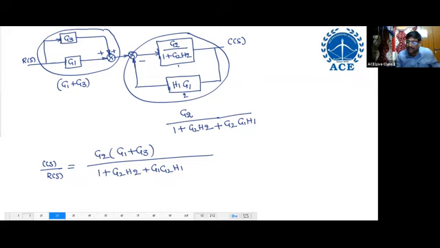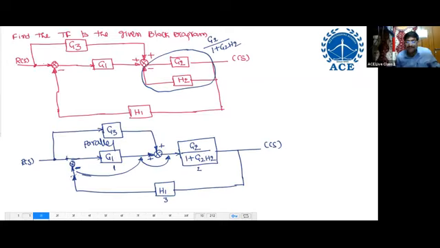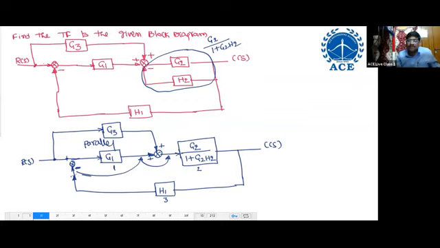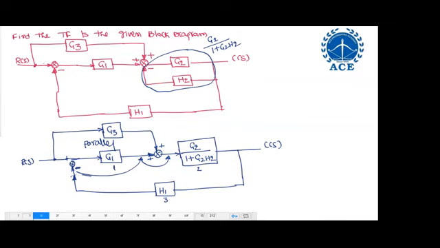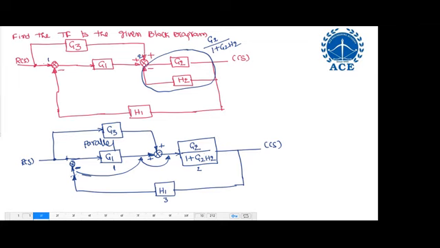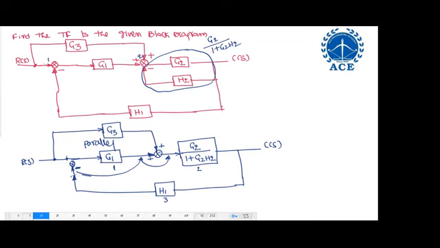Got it? Any doubt? Sri Charan? Sir, on the first page, can we exchange the two summing points? We can keep the G3 summing point in the place of the H1 summing point. Take this as 1 and 2. First summing point and second summing point, can we exchange? How can we exchange? In between, G1 is there. Okay, yes sir, you should not interchange.